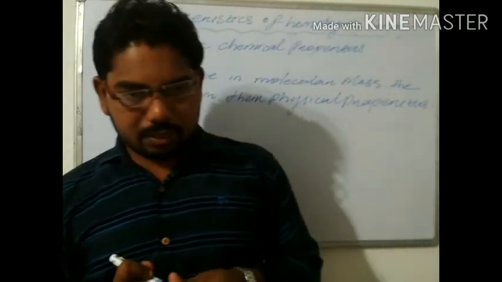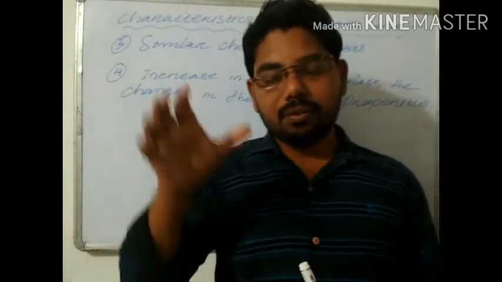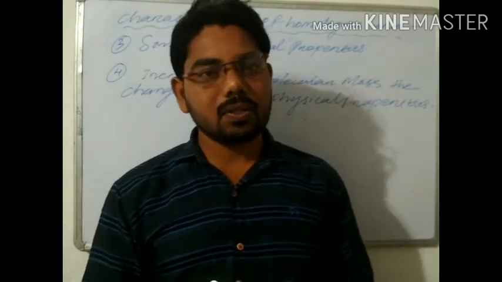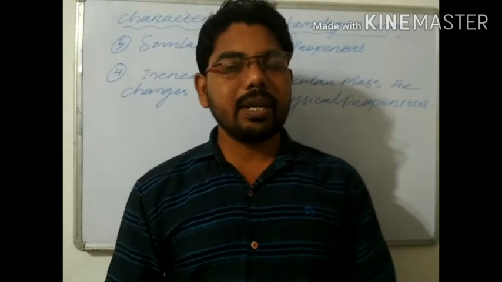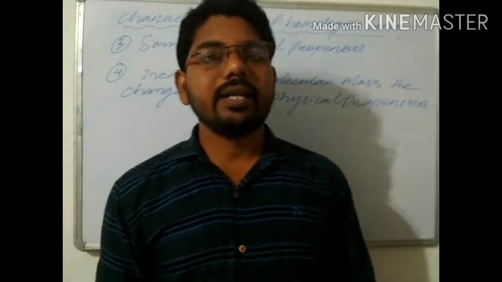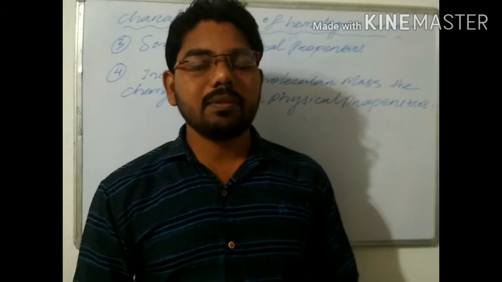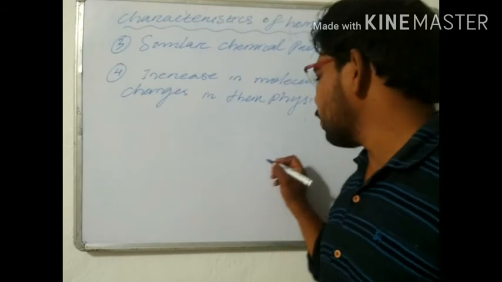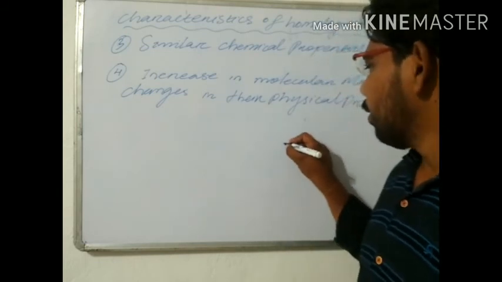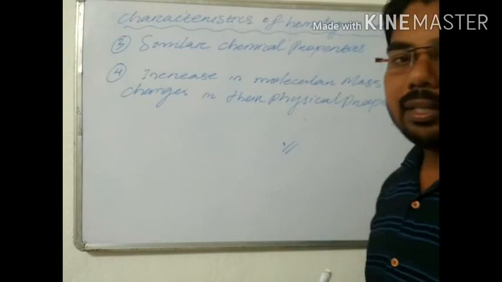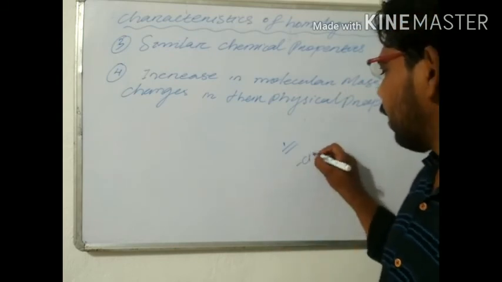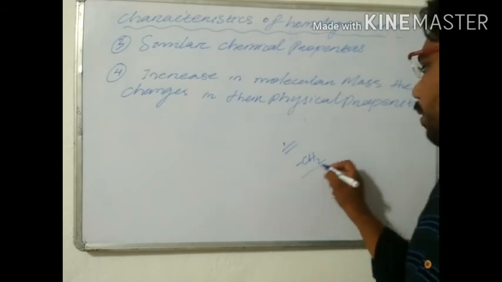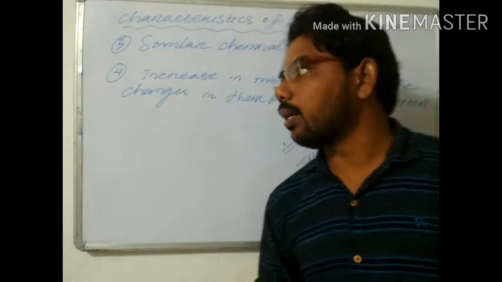So a homologous series is mainly a group of compounds. They have the same functional group and they have similar chemical properties. And the first thing we remember is that the members of this series differ by a CH2 unit. So what is a homologous series? They have the same functional group, similar chemical properties, and differ by a CH2 unit. The members of the compounds of a series differ by a CH2 unit. This is about a homologous series.